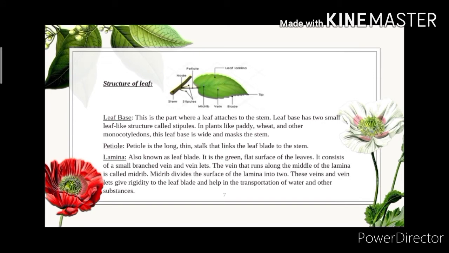Petiole is a long thin stalk that links the leaf blade to the stem. Lamina, I have told you about lamina. What is lamina, students? Lamina is the broad green part of the leaf.